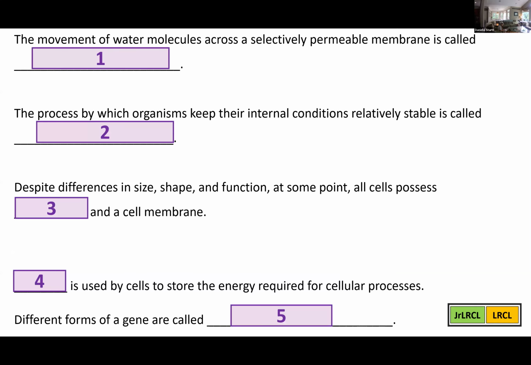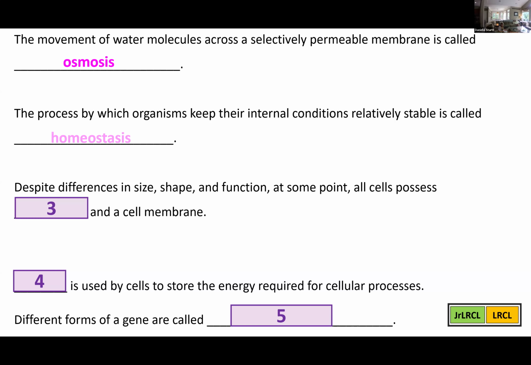The movement of water across a selectively permeable membrane is called what? What's it called when water passes through a selectively permeable membrane? Osmosis. The process by which organisms keep their internal conditions relatively stable. What's this one? We're always fighting to have this. This is why we have our negative feedback loops. Starts with an H. Homeostasis. We all want homeostasis, right?